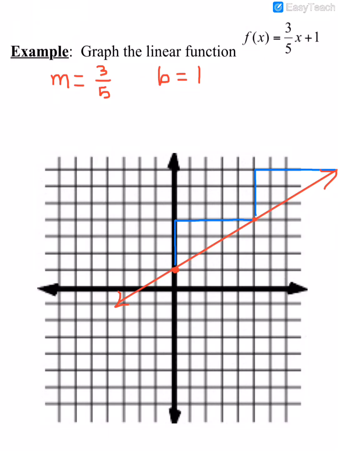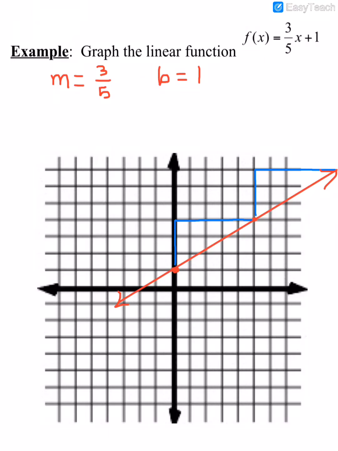The equation of a horizontal line is y equals some number, and horizontal lines have a slope of 0. The equation of a vertical line is x equals some number, and vertical lines have a slope that's undefined. No vertical line is a function. Do you know why that is? Because a function has to pass the vertical line test.